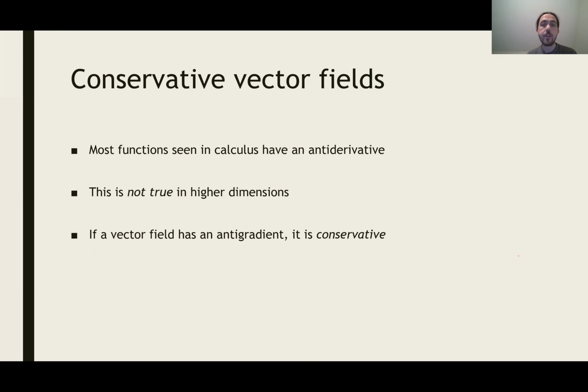Most of the functions that we see in calculus, the reason that we can use the fundamental theorem of calculus so often is that most functions have an antiderivative, so we can do integrals. But in higher dimensions, this is not true. Most of the time, if I write down a random vector field, it's not conservative. It doesn't have an anti-gradient because it doesn't have this property that integrals only depend on where we start and where we end. That's very, very special, and conservative vector fields are very special types of vector fields. So if we have an anti-gradient, it's called a conservative vector field.